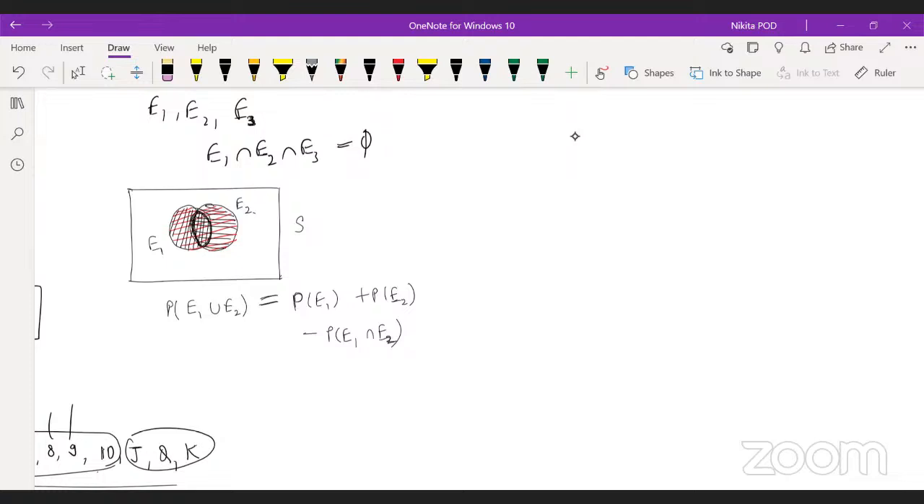Probability of E1 union E2 will equal probability of E1 plus probability of E2 only when these two events are mutually exclusive. Only if they're disjoint can you say that. But we have to put minus probability of E1 intersection E2 for the general case.